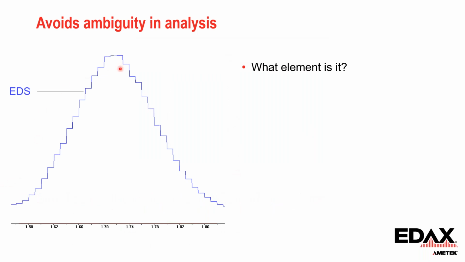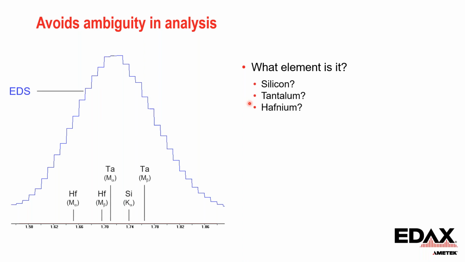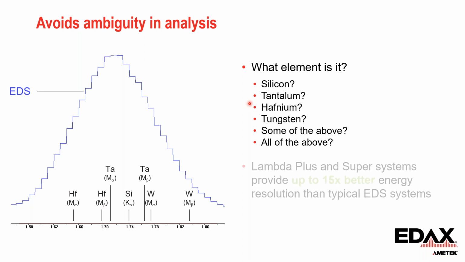This is an EDS peak around 1.7 keV. Based on this EDS spectrum, it is hard to figure out what element it is because we have many peak overlaps in this region. It could be silicon, platinum, hafnium, tungsten, some of them or all of them. That's because EDS has insufficient energy resolution to resolve those peak overlaps.